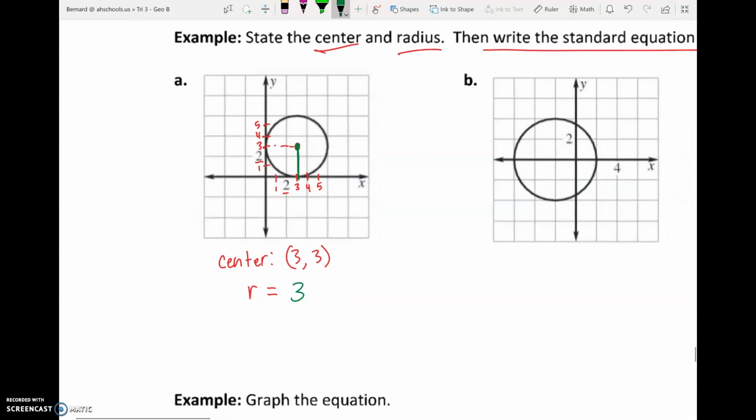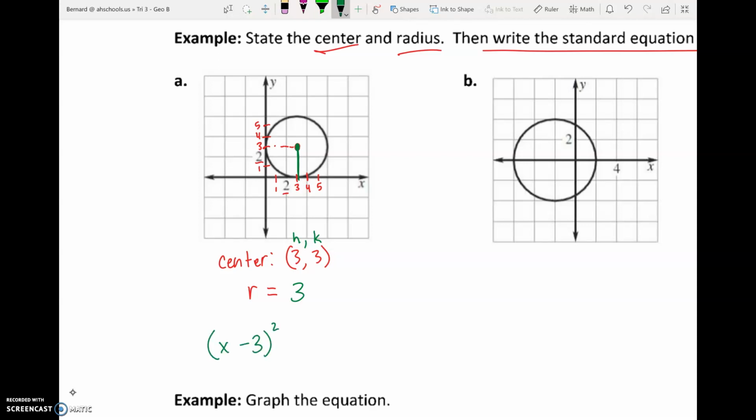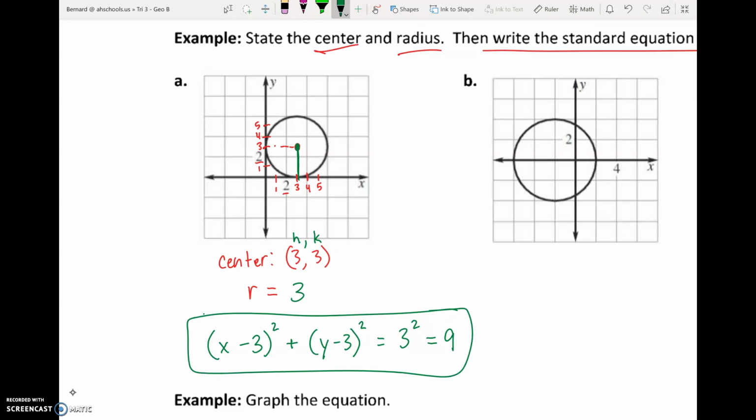And so now that I've got my center and my radius, I can write my equation. Remember, center is h and k, and we're going to do the opposite of those numbers in our equation. So it'll be x minus 3 squared plus y minus 3 squared, and it always equals your radius squared. So it'll equal 3 squared, which is 9, right? And so that's our equation. That's literally the equation of that circle, and we got it by analyzing center and radius.